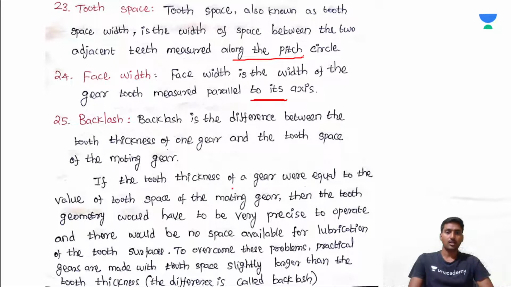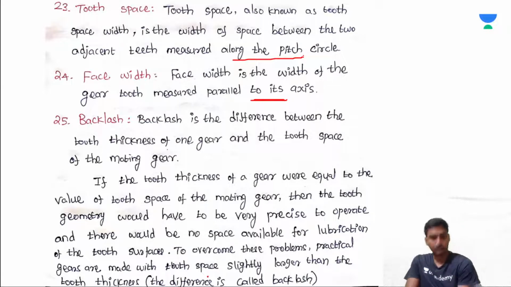When the thickness of the gear tooth is equal to the tooth space of the mating gear, the tooth geometry would have to be very precise to operate. There would be no space available for the lubrication of the tooth surfaces. To overcome these problems, practical gears are made with tooth space slightly larger than the tooth thickness. The difference is called backlash.